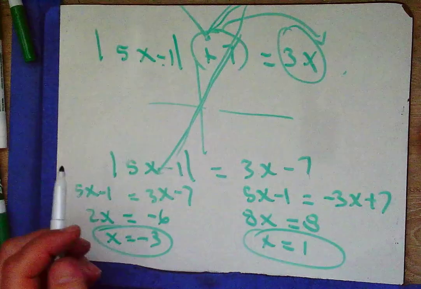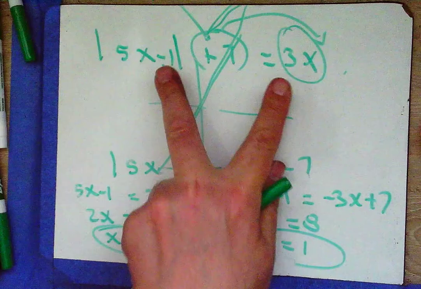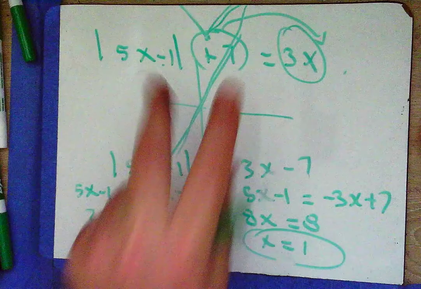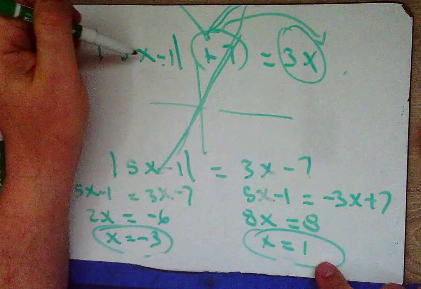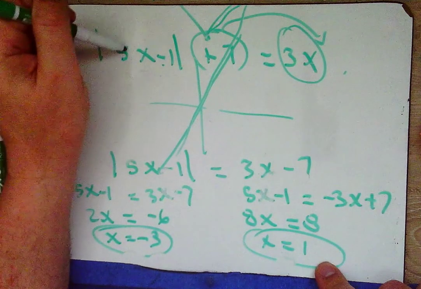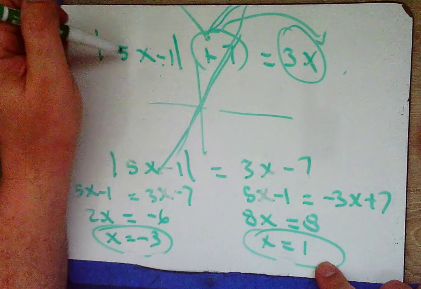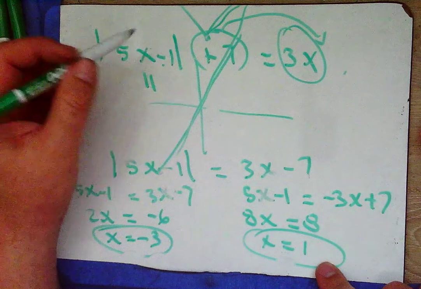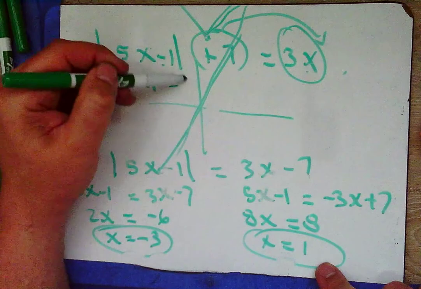So let's try out both of these in the original equation. Not in this equation, in the original equation. Okay? So let's plug in a 1. 1 times 5 is 5. 5 minus 1 is 4. Absolute value of 4 is 4. 4 plus 7 is 11. 1 times 3 is 3.